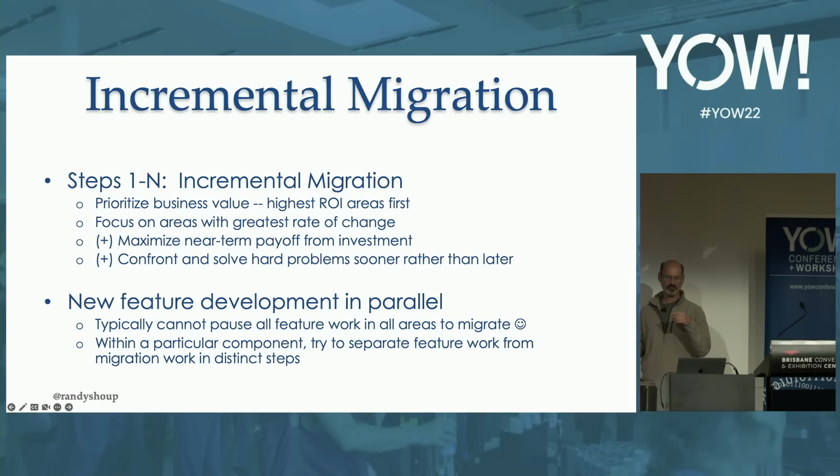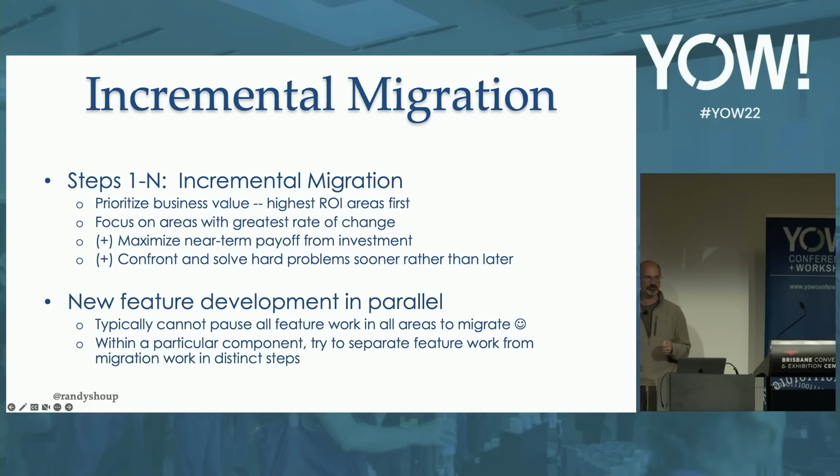So the way I like to think about it, though, is within any particular component, any time that we're releasing something, that deployment should either be a feature change holding the migration constant, or a migration change holding the features constant. Does it make sense what I'm saying there? Because we want to make sure that we're only changing one variable at a time.